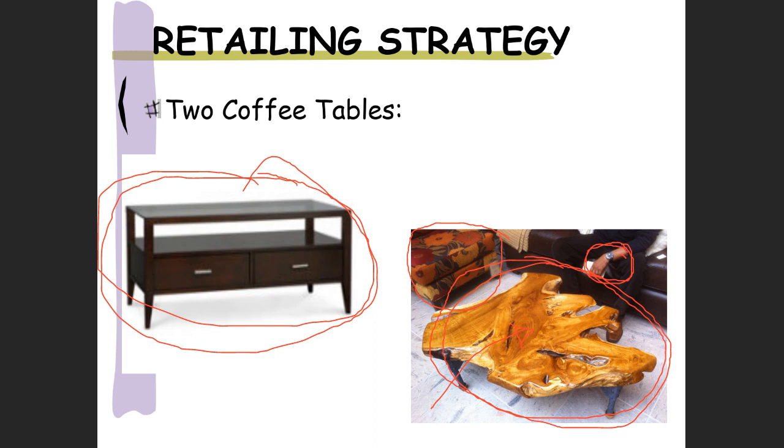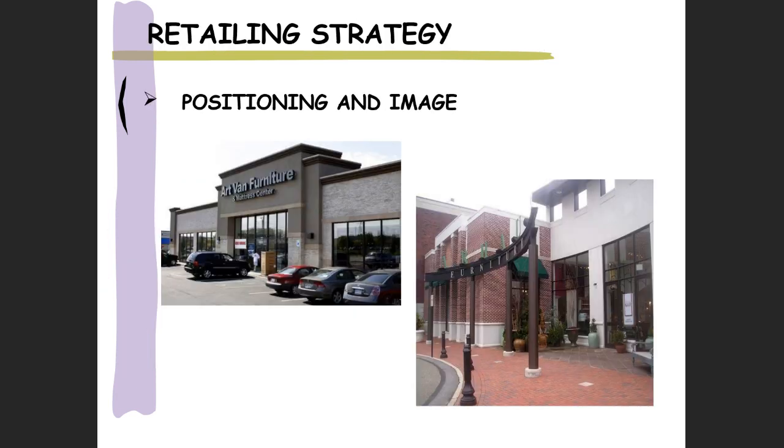Okay. So actually, I ended up buying this table that Suman and Dare do not like, and it's sitting in one of my living rooms. If you want to see the picture of the living room, I can share that with you later on. But basically, these types of products are sold through different types of stores. So retailing strategy.